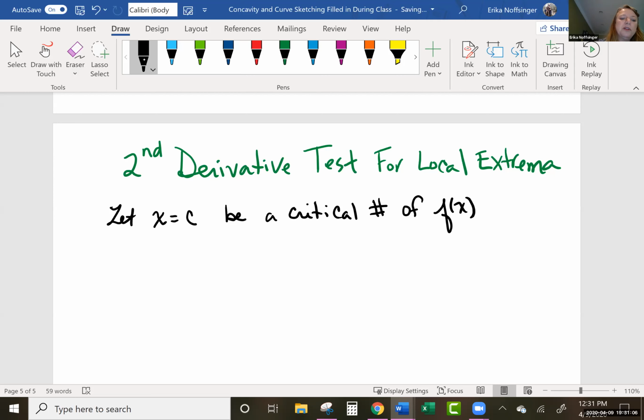So if you plug that critical number in wherever you see an x in the second derivative, and you find that value is bigger than 0, that tells me it's concave up. So this tells me that this value at x equals c is a min.